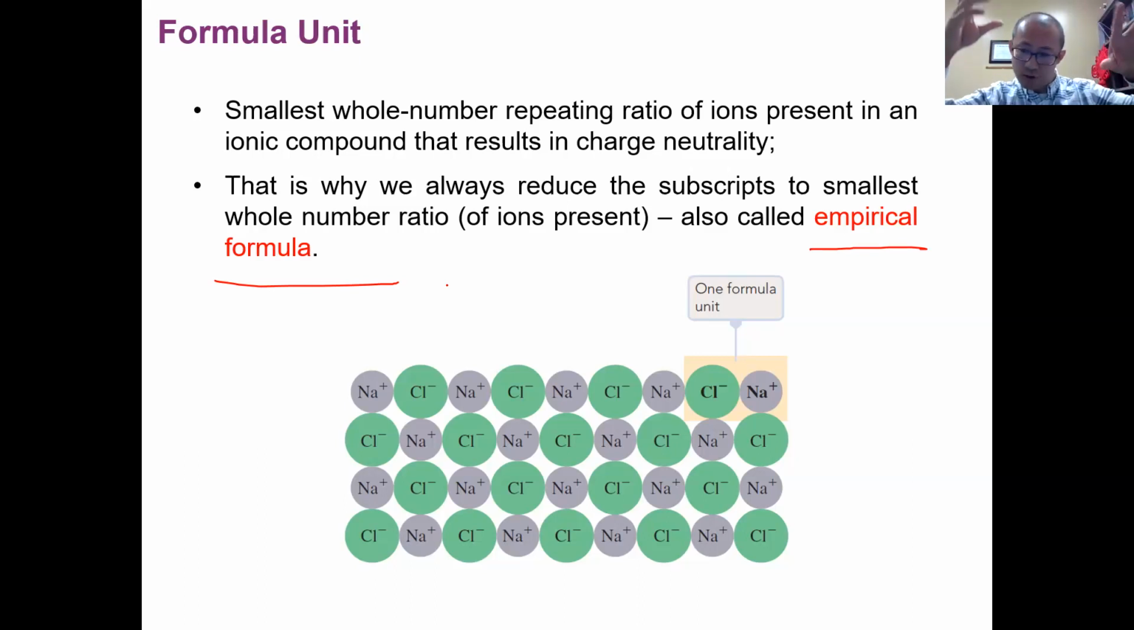It's a huge network. The formula only tells us one thing. What is the ratio? Sodium chloride, the ratio is 1 and 1. That's what the formula tells us. So the formula is called empirical formula.